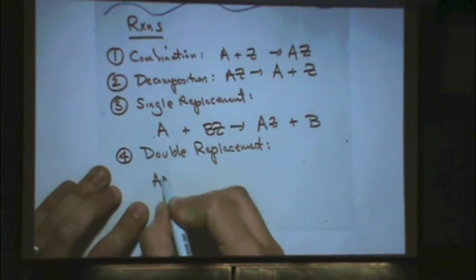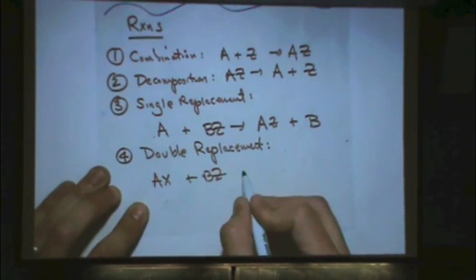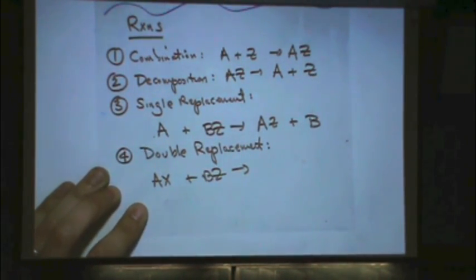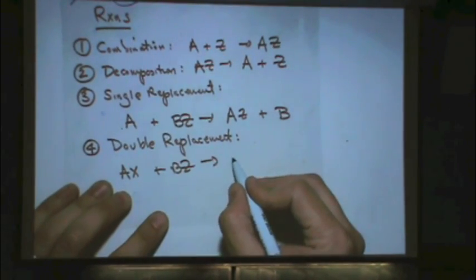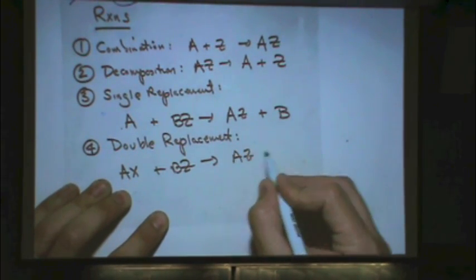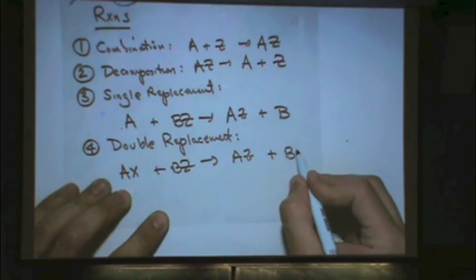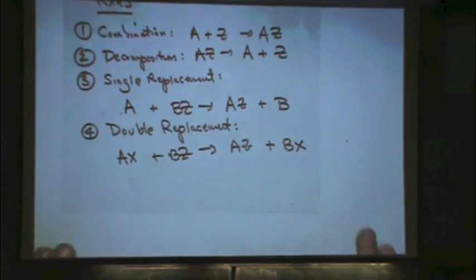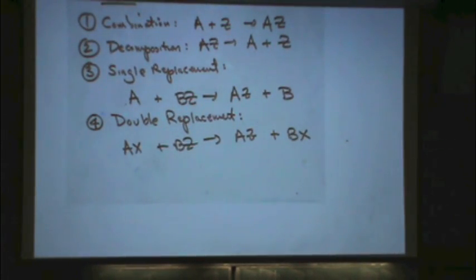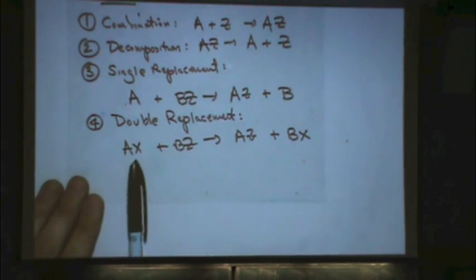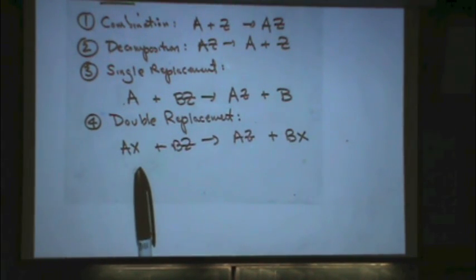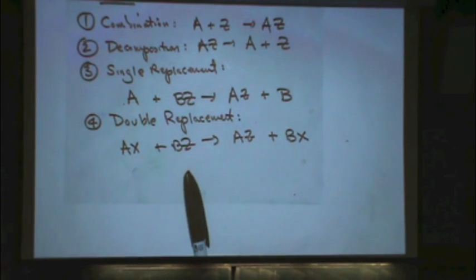Okay, AX and BZ, they go out on a double date and they realize they have the wrong partners. So they both switch partners. It's called a double replacement. Super common reaction in chemistry. Both reactants are typically ionic. Okay? In fact, almost everything is usually ionic.